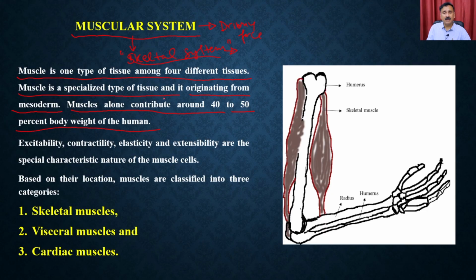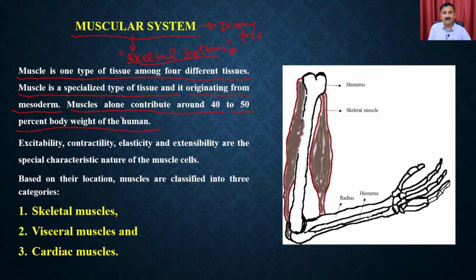So, wherever you require a movement, whether it is the movement of the ribs so that you can breathe, or the movement of the hand or leg so that you can perform different types of tasks, it is all done by the muscular system. That is why the muscular system contributes 40 to 50% of the body weight of humans.